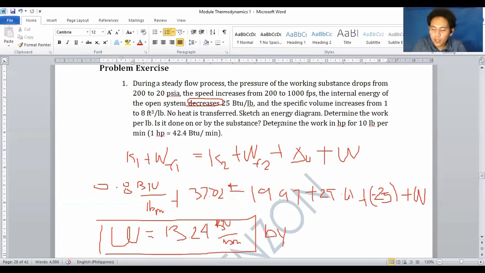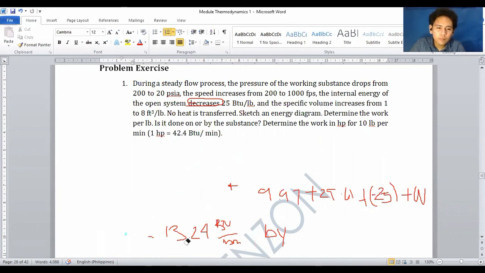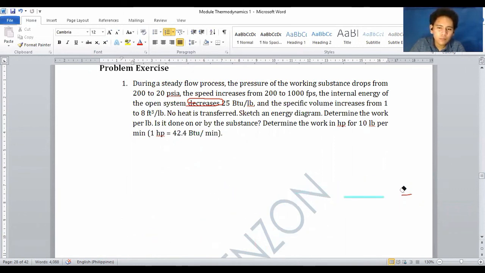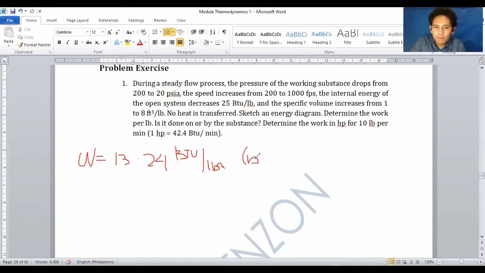Next, determine the work in HP for 10 pound per minute. So you have BTU per pound mass. I will erase this first because we have nowhere to write. So the last question, determine the work in HP for 10 pound per minute. So we have work which is 13.24 BTU per pound mass, which is work done by the system.